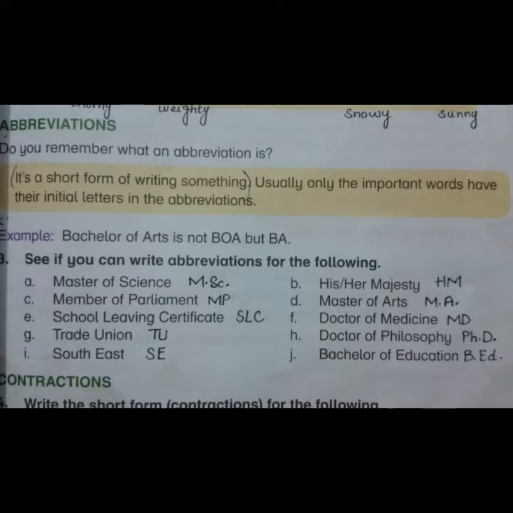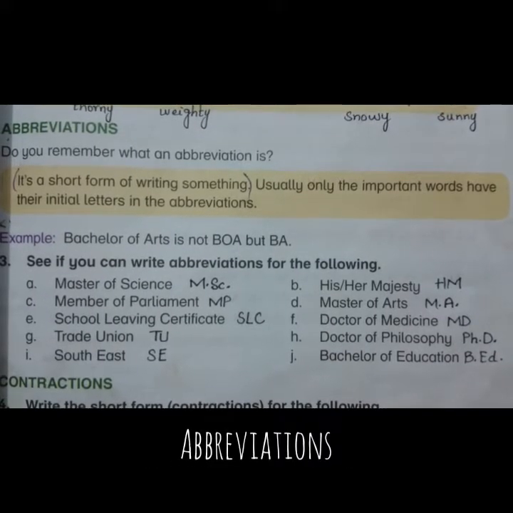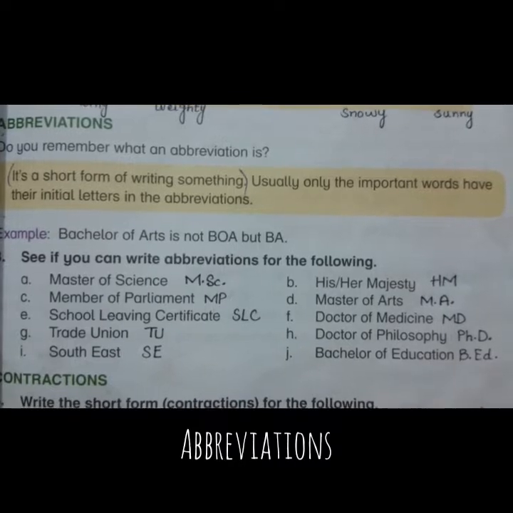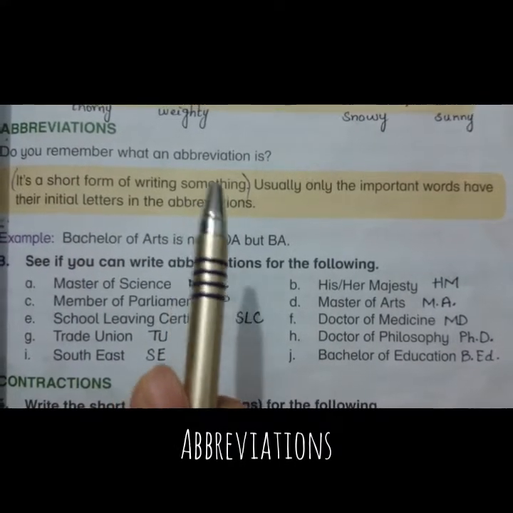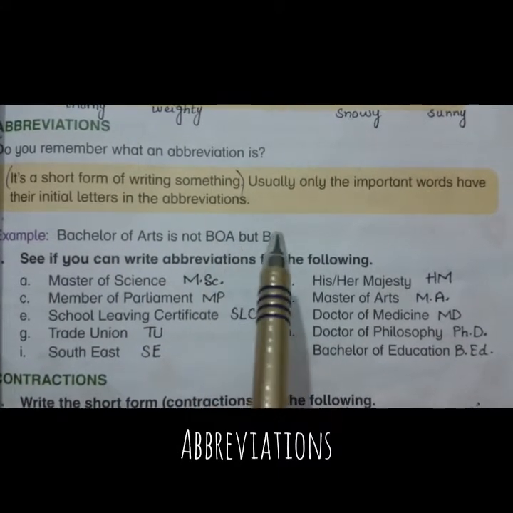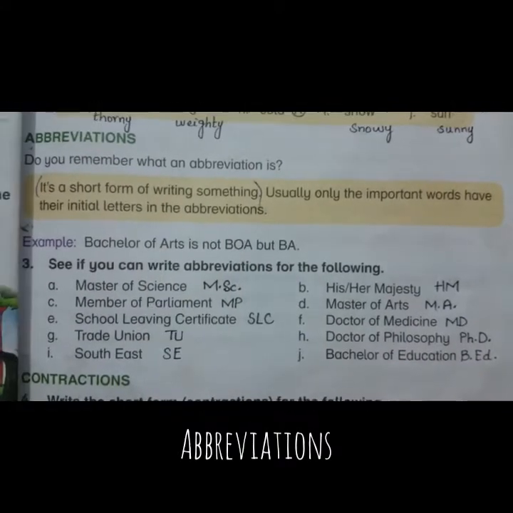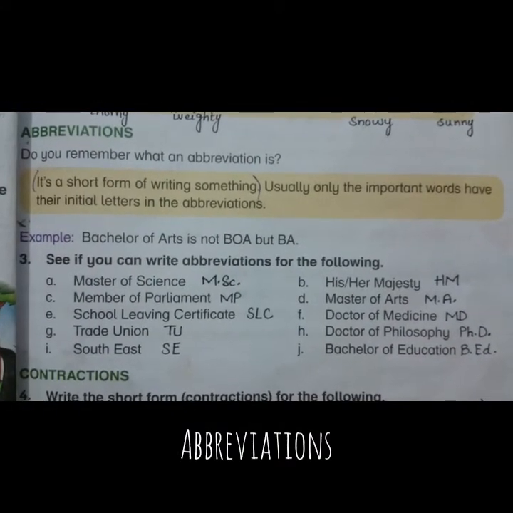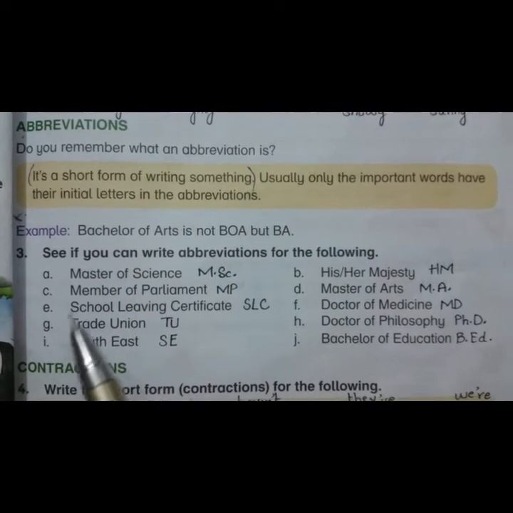Now question number 3 is related to the abbreviations that we have taken a lot of times before. So let us revise again, what is an abbreviation? It is simply the short form of writing something. Like the Bachelor of Arts cannot be written as BOA, it is BA. The short form of Bachelor of Arts is BA. So some of the full forms are given over here. We will simply write their abbreviations or their short forms in question number 3.